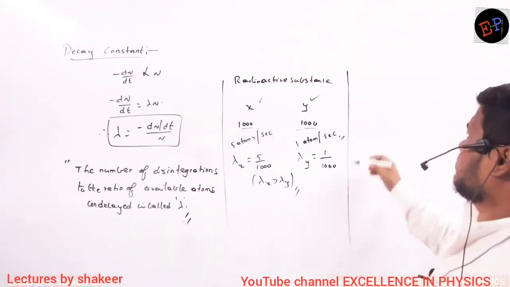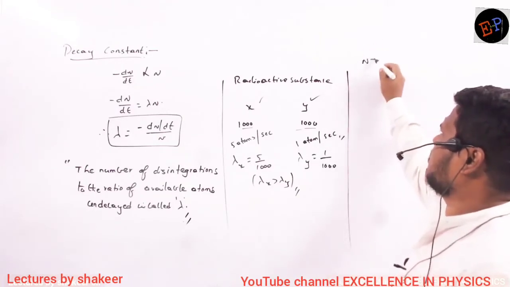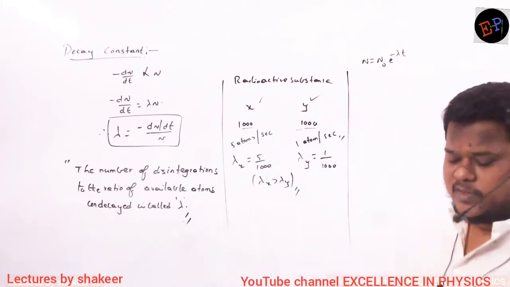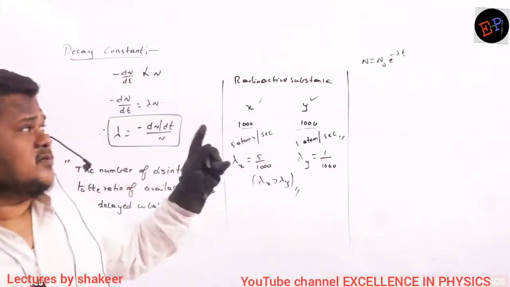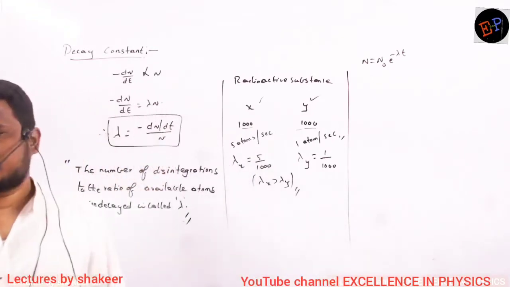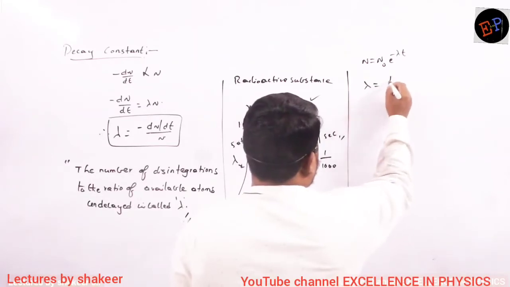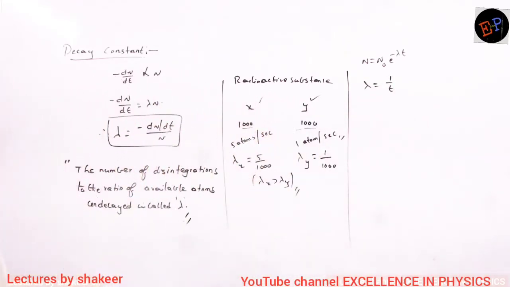So we know that N is equal to N naught e power minus lambda into t. This equation we have already derived, the equation of radioactive disintegration. Now I will do one thing. Let us take lambda is equal to 1 by t and just see what will happen. Lambda value, I am taking 1 by t, the time taken.